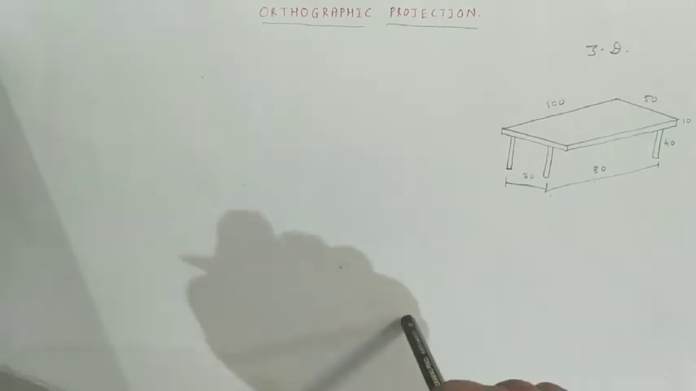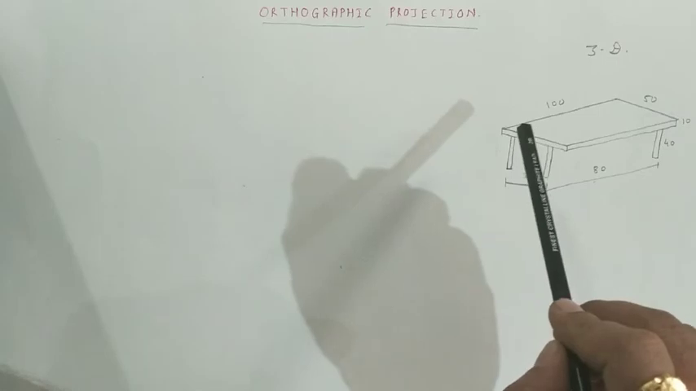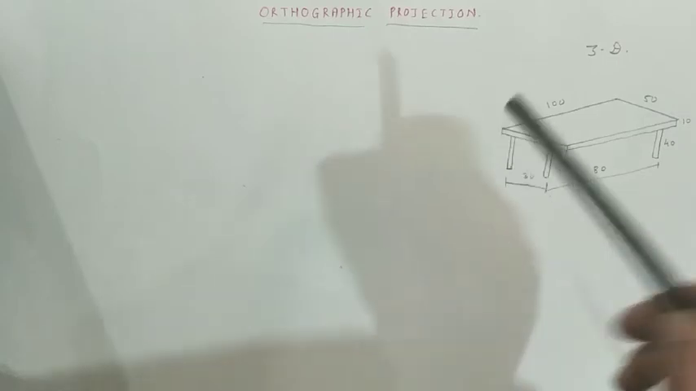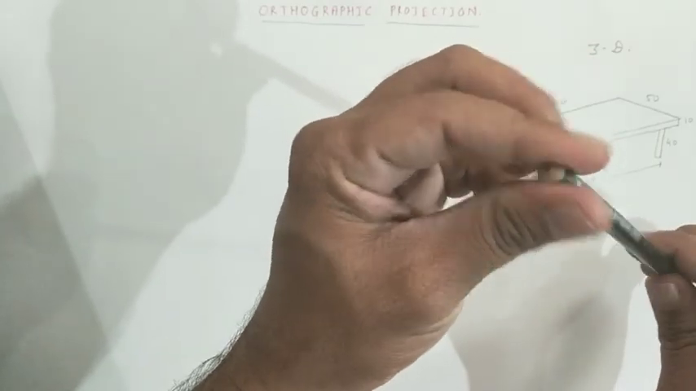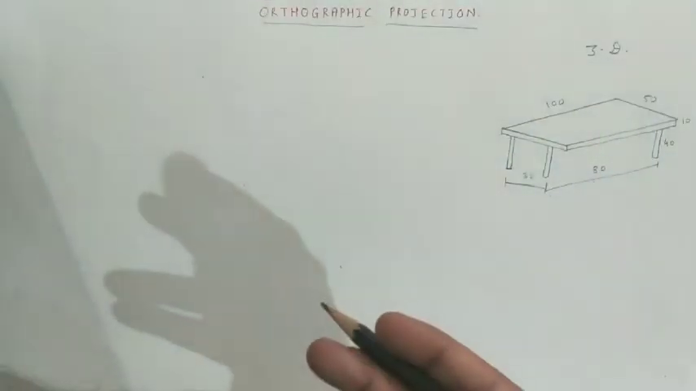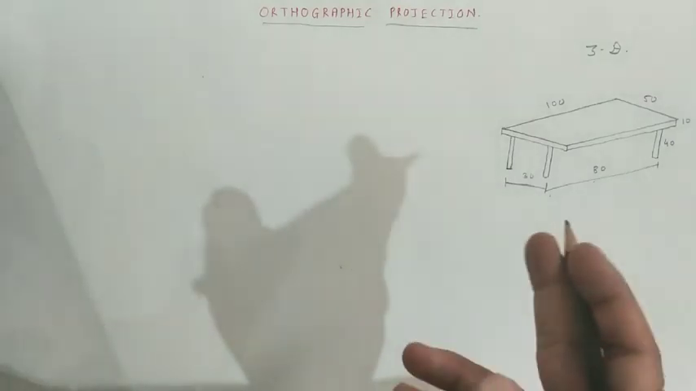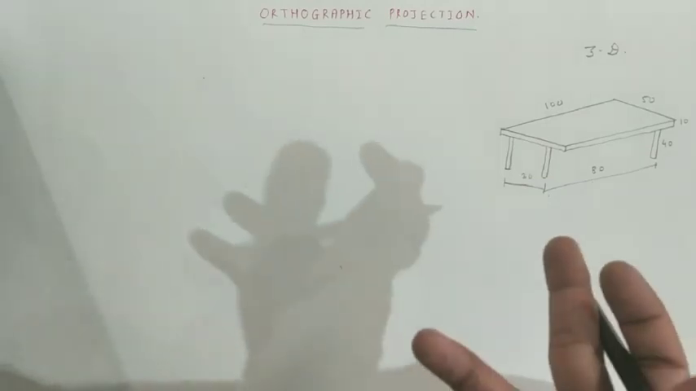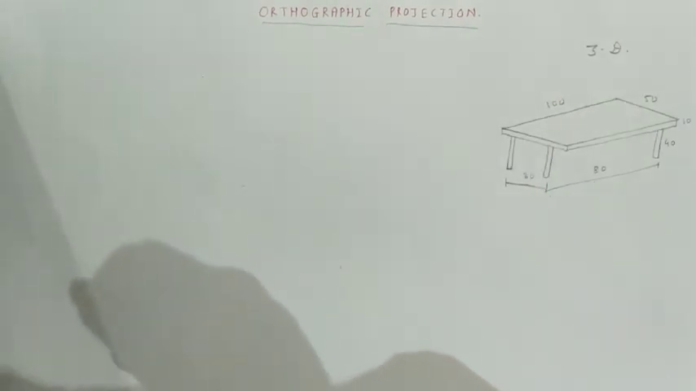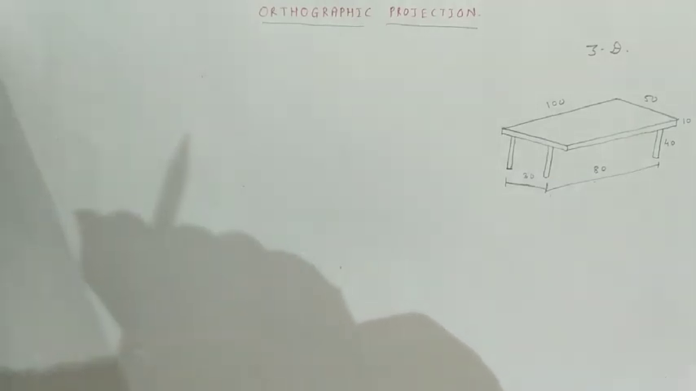Then the second thing is, what is the shape of this leg? Whether they have a circular cross section, like this pencil has a circular cross section, or whether it has a rectangular cross section, or a square cross section, right? That is also not clearly visible in this kind of drawing, which is a 3D drawing. So this is the disadvantage of this 3D drawing.